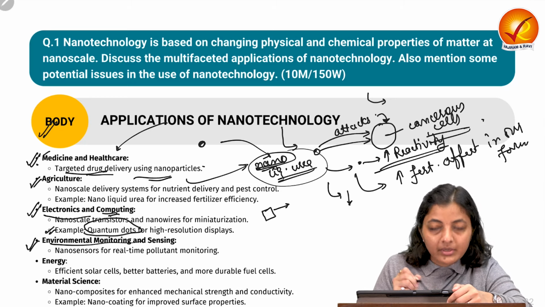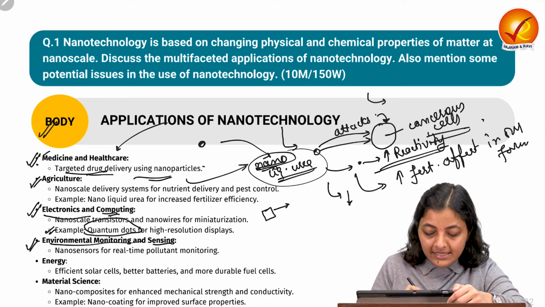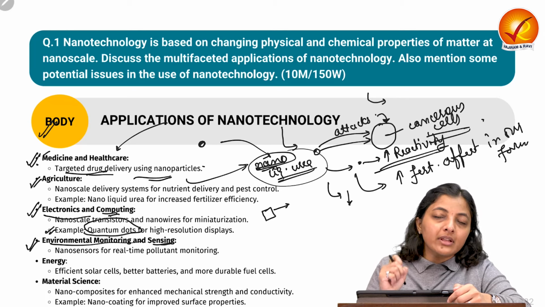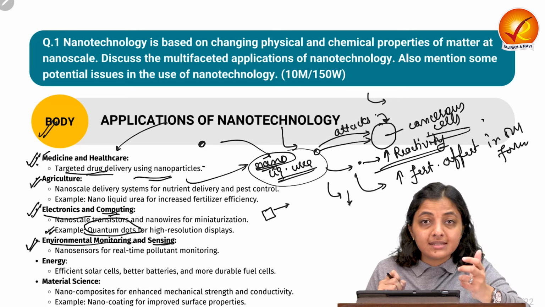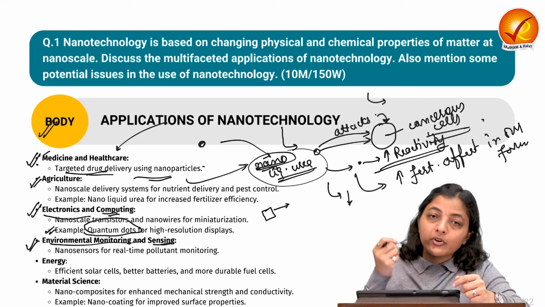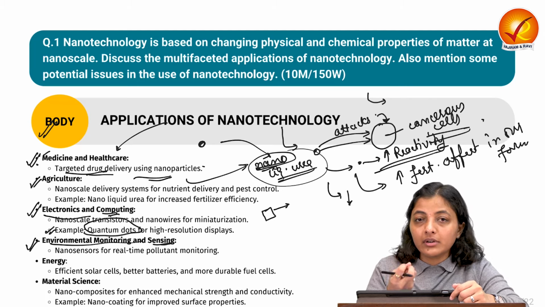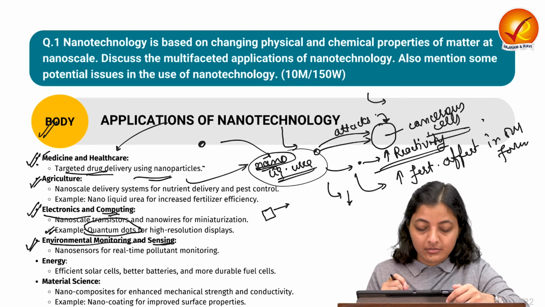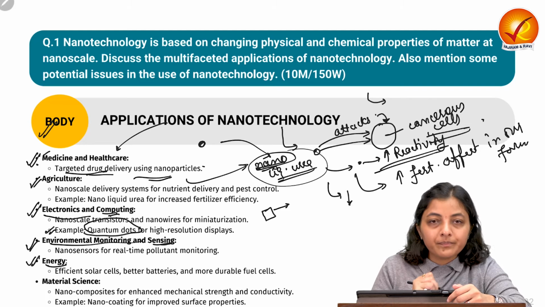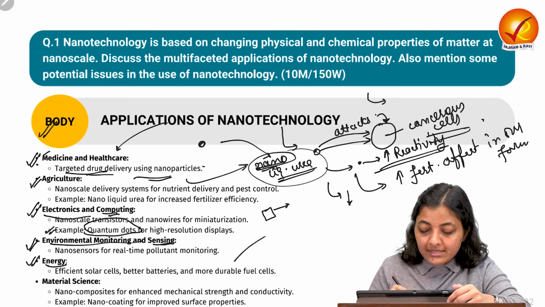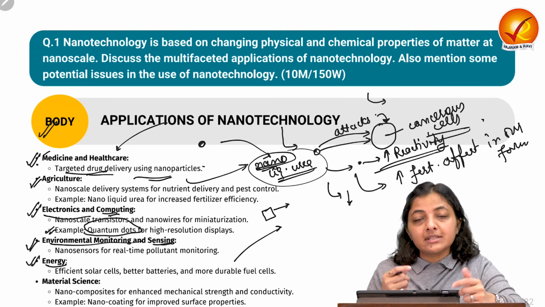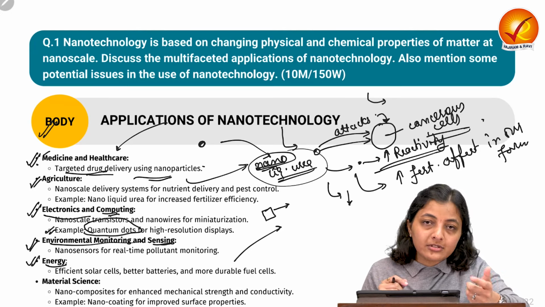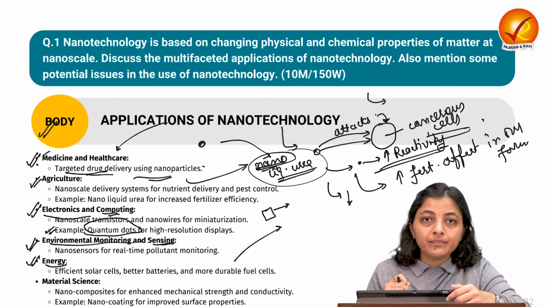Next is about environment monitoring and sensing. Nanotechnology can also be used as nano sensors for detecting pollutants, for taking measures with respect to these pollutants, in wetlands also. Next is about energy. Nanoparticles can increase the efficiency in solar power plants, in solar cells also.